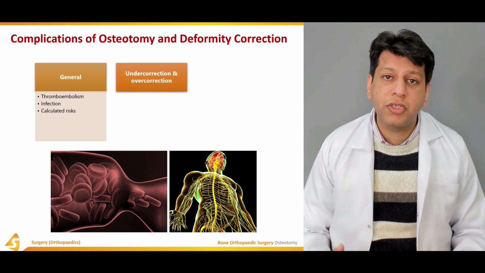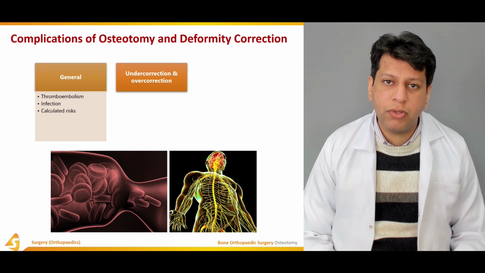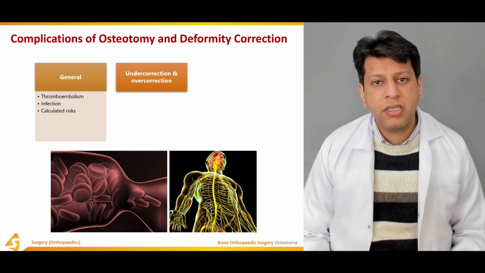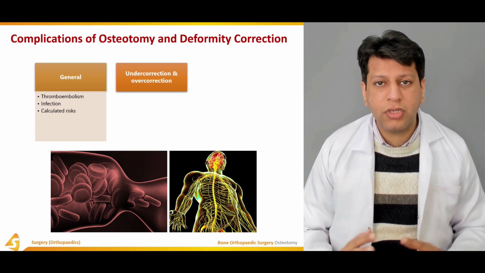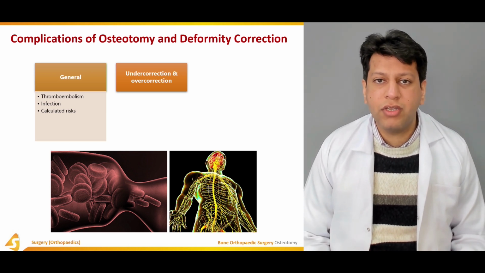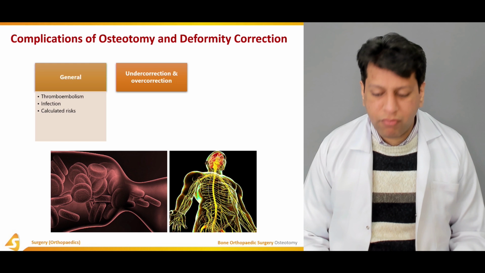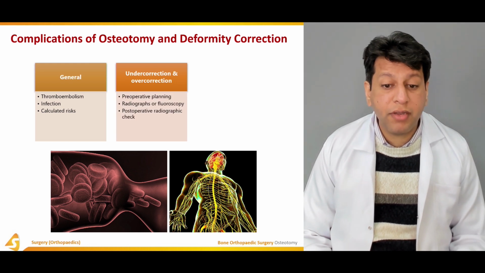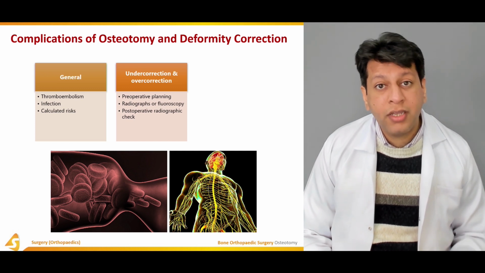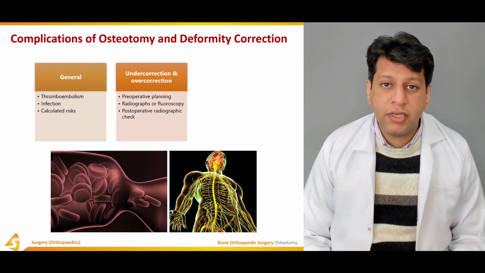Sometimes, even despite meticulous planning, at times you undercorrect the deformity and there is always some residual deformity which remains. Or the problem is, initially there was genu varum, overcorrection has been done and now it's genu valgum. The problem is there will still be a problem with the patient in walking and carrying on the activities of daily living, because both genu varum and genu valgum beyond a certain limit can be problematic for the patient. Therefore, preoperative planning, radiographs and fluoroscopy are important, a post-operative radiographic check is important, and post-operative radiographic measurements have to be done as well, to see how much correction has actually taken place.